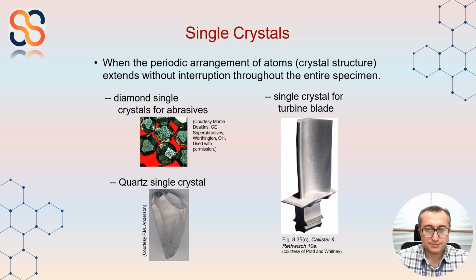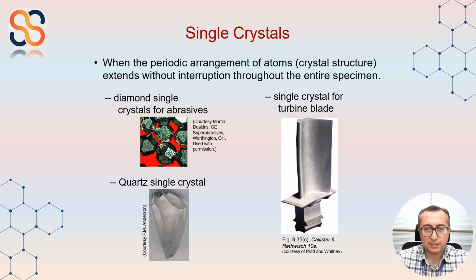For example, diamond single crystals are used in abrasive materials due to their exceptional hardness, common in cutting, grinding, and drilling applications, or single crystals for turbine blades, employed in gas turbine engines to enhance performance and temperature resistance. The single crystal structure helps in reducing the risk of fatigue and improving creep resistance.